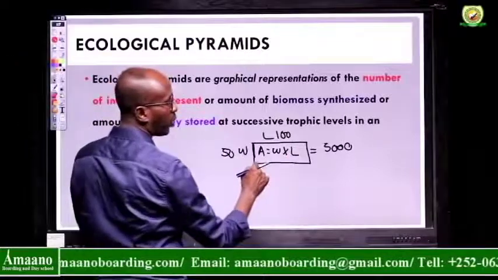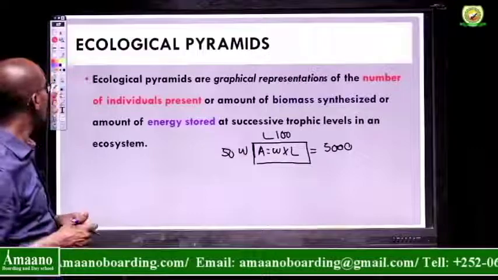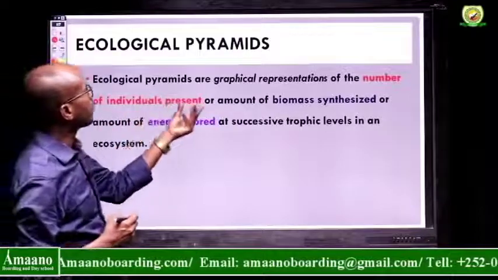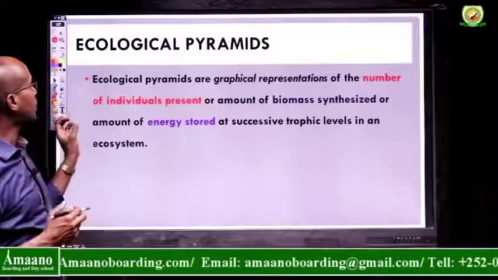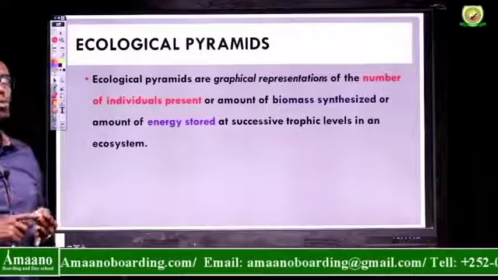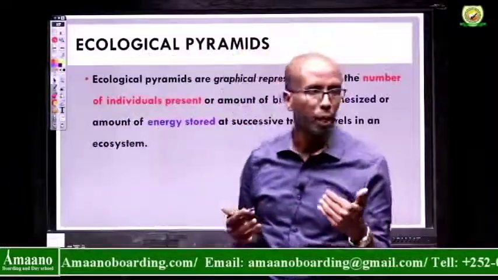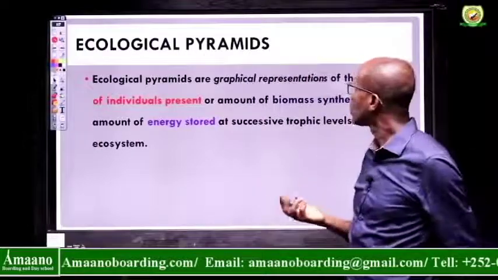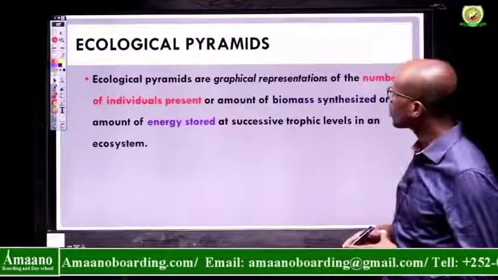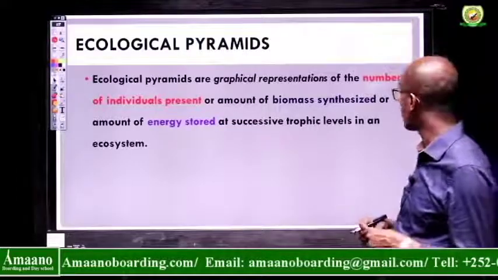When you are going to draw the pyramid, remember please that we're using squares and rectangles. It is a graphical representation which shows us, number one, the number of individuals present in that trophic level. Number two, the biomass synthesized. I think in our previous lessons we learned the word biomass. Biomass is the total dry weight of an organism. So the ecological pyramids can also show us the biomass of the organisms, and also the amount of energy at successive trophic levels in an ecosystem.